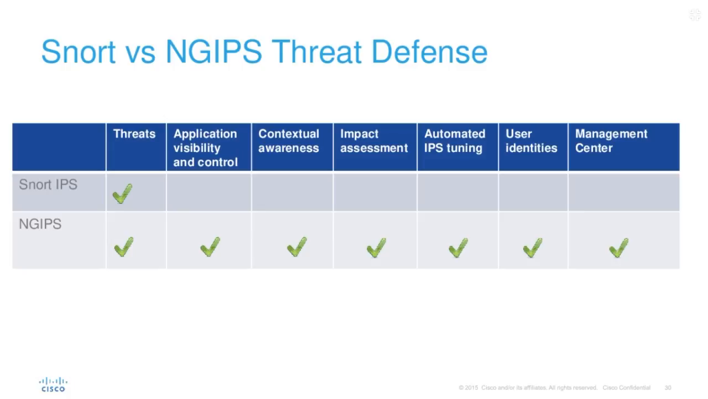There's a lot of automated tuning. These signatures tend to be large in number and very varied in how they tune to different environments. So these next-gen IPS products tend to have a lot of automated tuning capabilities built into them. And then the user identity information is generally built into these also.